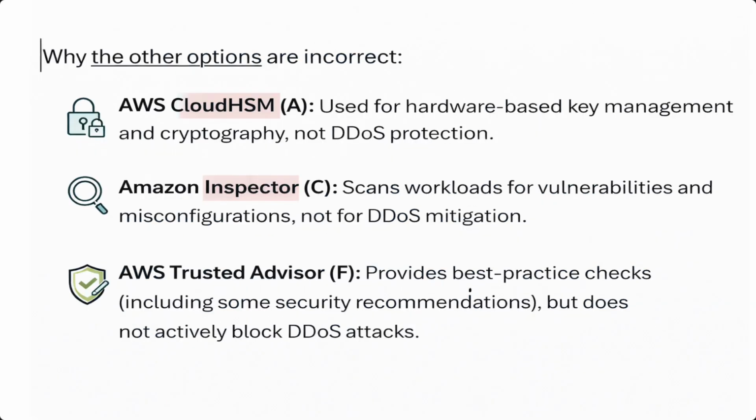Why the other options are incorrect? AWS CloudHSM (A) is used for hardware-based key management and cryptography, not DDoS protection. Amazon Inspector (C) scans workloads for vulnerabilities and misconfigurations, not for DDoS mitigation. AWS Trusted Advisor (F) provides best practice checks, including some security recommendations, but does not actively block DDoS attacks.